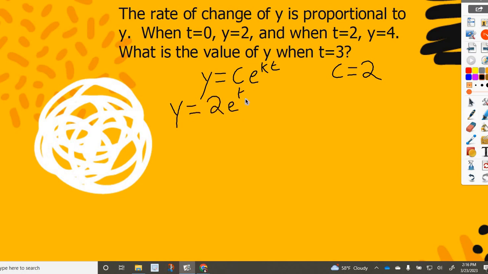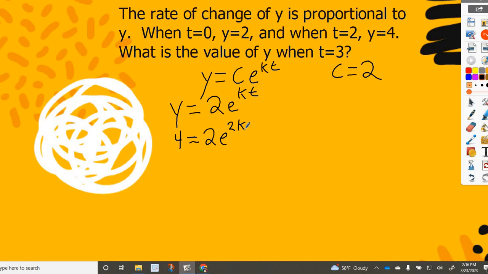But what are we still needing to find? K. So what do they give us in order to help us do that? T and a y value. Another set of values. So what do we want to plug in? T and Y. So we get 4 equals 2 e to the 2k.